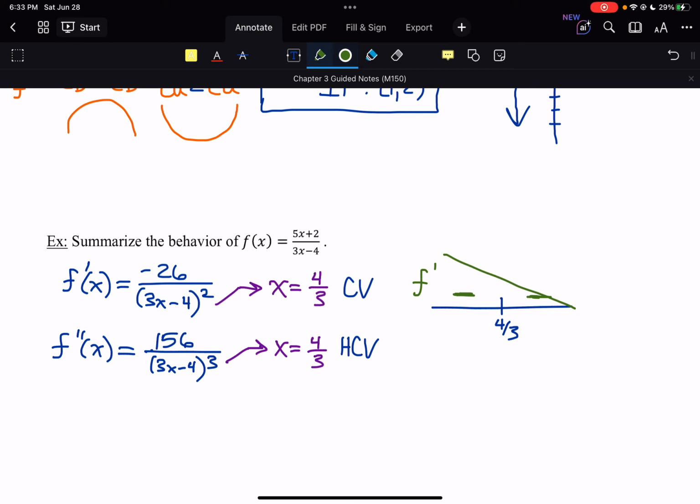And then for the second derivative, this one could potentially change. If we pick a value like 0, we get a negative down here. That cubed is still negative, so negative, so that's concave down. And if we pick a value like 2, that's a positive, so we get concave up.